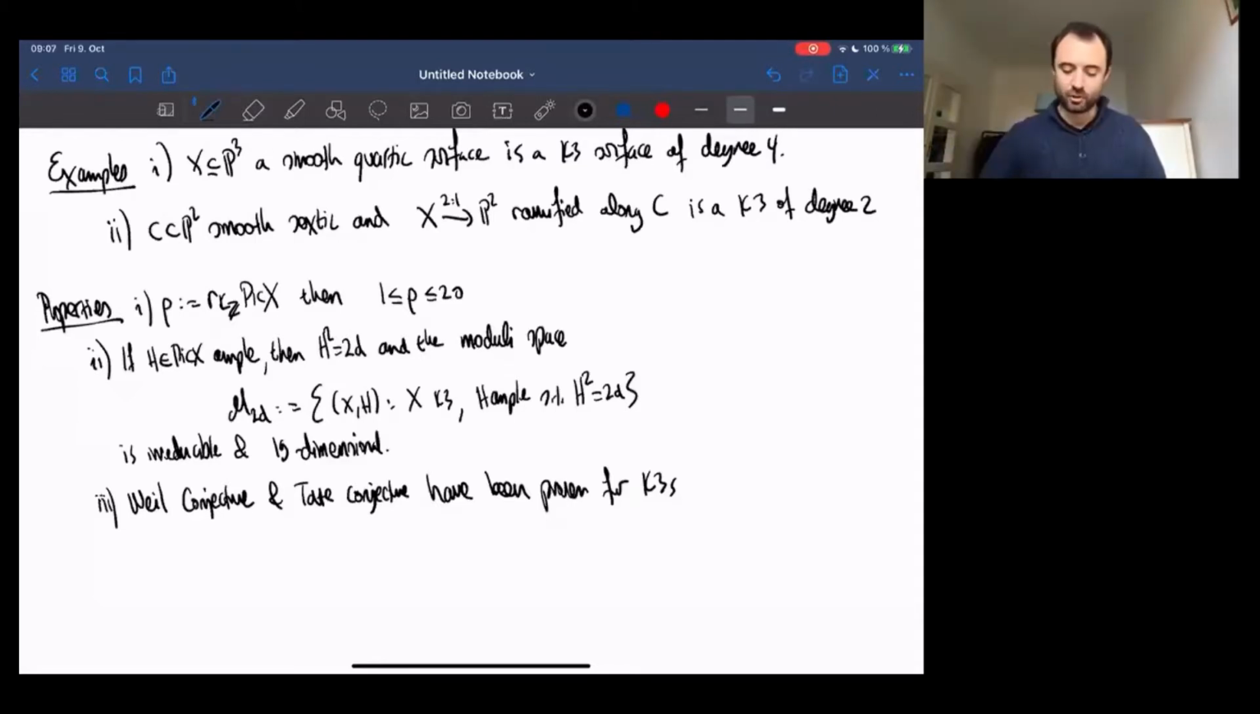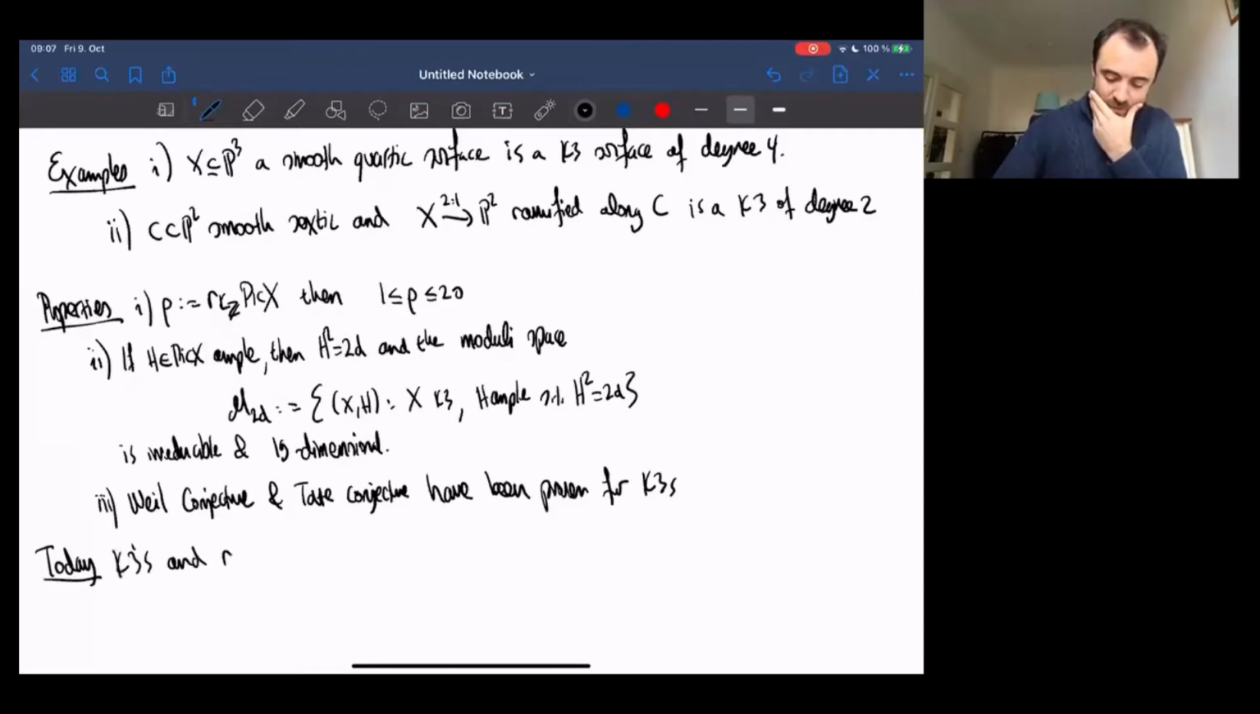We don't know the Tate conjecture in general. Okay, so it's somehow a class of surfaces or a class of varieties which is not so easy that these conjectures are trivial, but also not so complicated that we have no chance of being able to prove them. So today I'm going to be talking about another set of conjectures that has to do with K3s and rational curves.